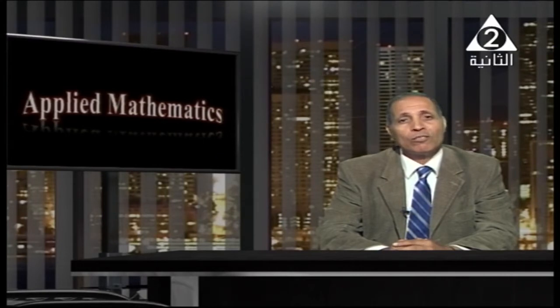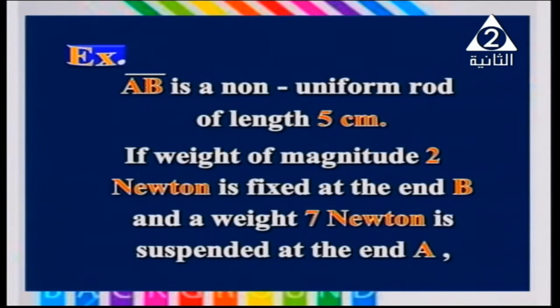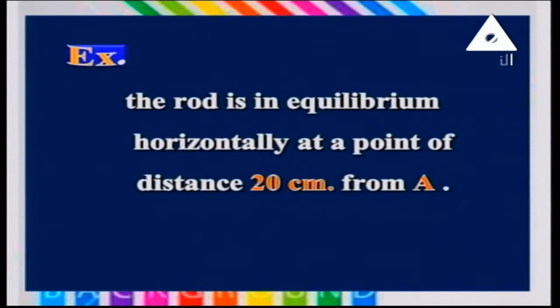My dear student, we follow the important example. AB is a non-uniform rod of length 5 centimeter. A weight of magnitude 2 Newton is fixed at the end B, and a weight of 7 Newton is suspended at the end A. The rod is in equilibrium horizontally at a point of distance 20 centimeter from A.